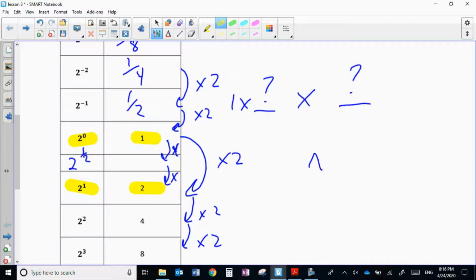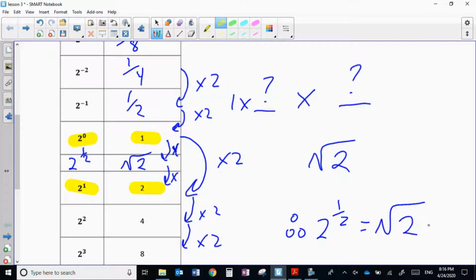Well, that answer is the square root of 2. The square root of 2 is a number that when multiplied by itself will give you 2. And so that's what we want here. And 1 times the square root of 2 is the square root of 2. So 2 to the power of a half is equal to the square root of 2.